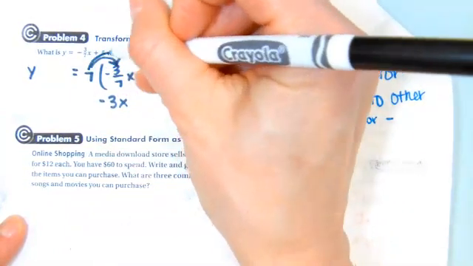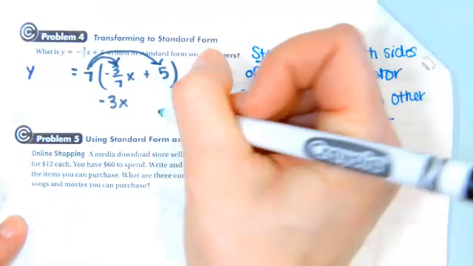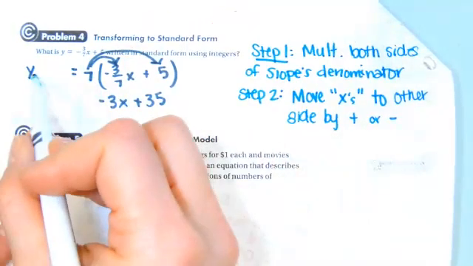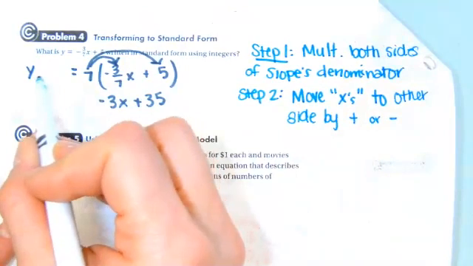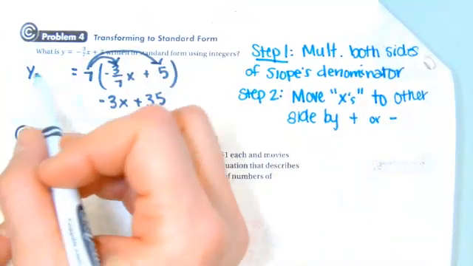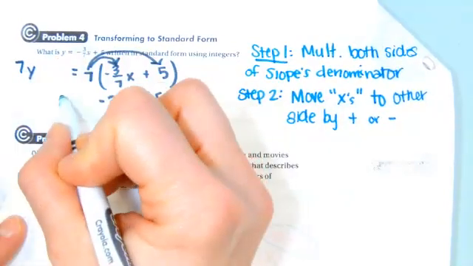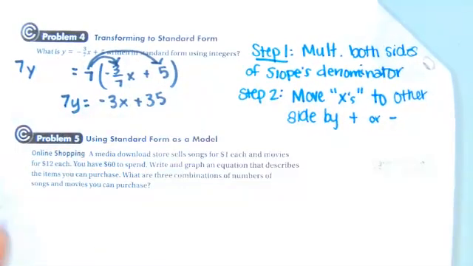If you multiply 7 by 5, what do you get? Positive 35, right? But I also have to multiply this side by 7. I guess I didn't need that much space. If I multiply this side by 7, I literally get 7y, correct? That is almost in standard form, right? In standard form, we need x and y to both be on one side, right?